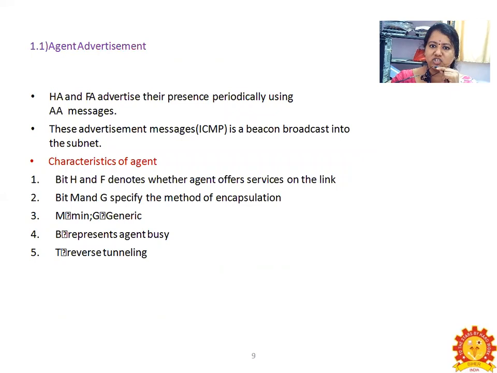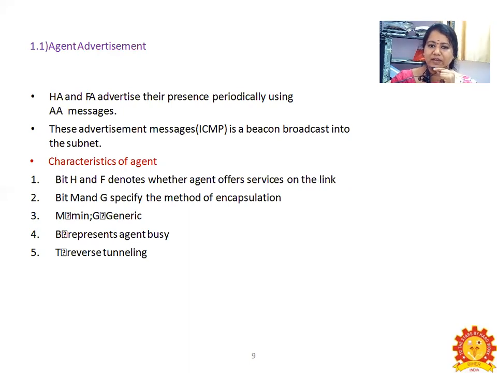The first is the agent advertisement. Here the home agent and the foreign agent will advertise their presence periodically using an AA message. This advertisement message, that is ICMP, is a beacon broadcast into the subnet.